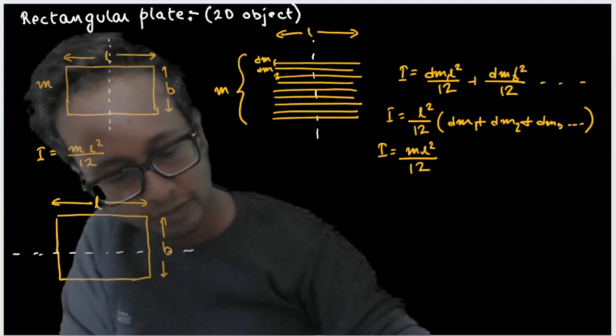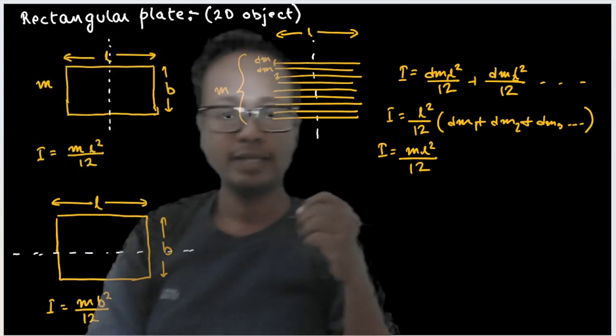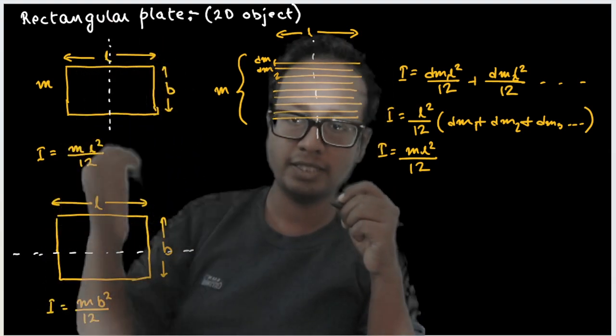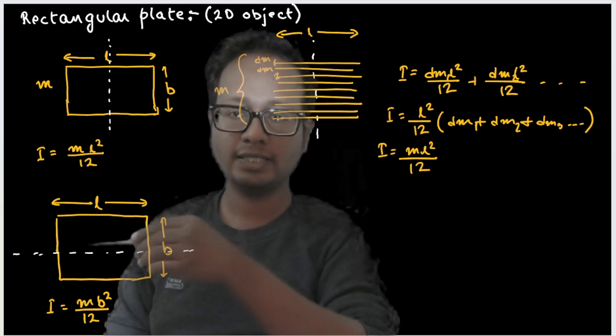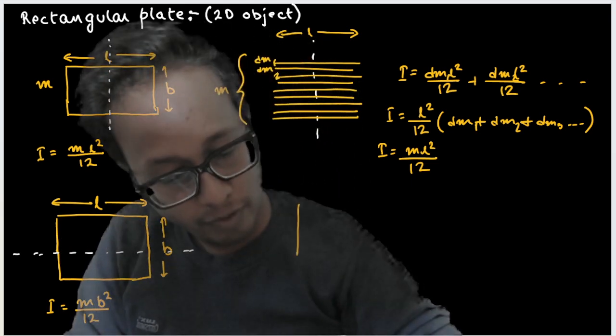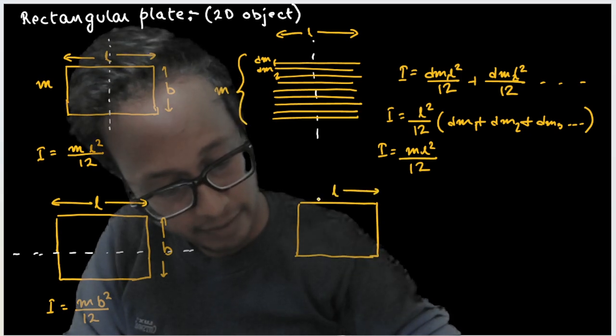The moment of inertia about this axis is nothing but mB square by 12, isn't it? mB square by 12. So the moment of inertia about this axis of the rectangular plate is nothing but ml square by 12. The moment of inertia about this axis, the one cutting the breadth, is nothing but mb square by 12.